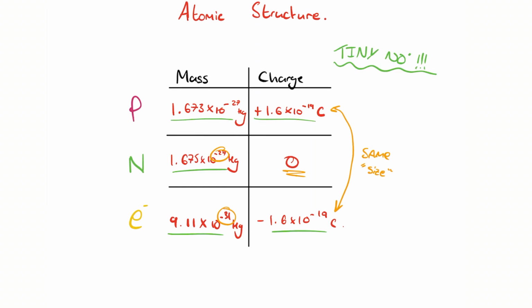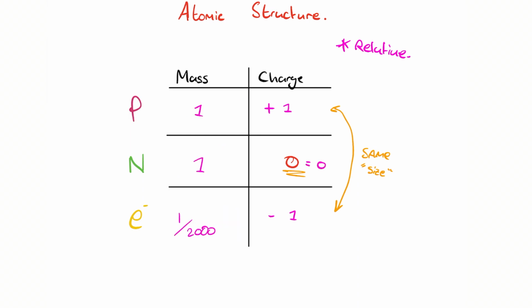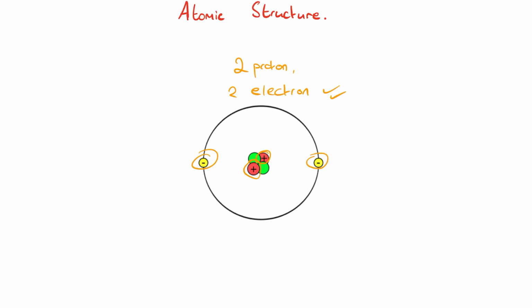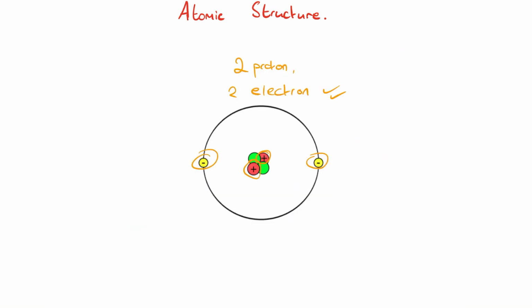So what we do to make life just a bit easier is assign relative values. 1.6 times 10 to the power of minus 19 becomes a relative charge of 1, and a mass of 1.67 times 10 to the power of minus 27 becomes a relative mass of 1. Now, a stable atom has no overall charge, and since protons and electrons have equal but opposite charge, that means that in a neutral atom there must be equal amounts of protons and electrons.